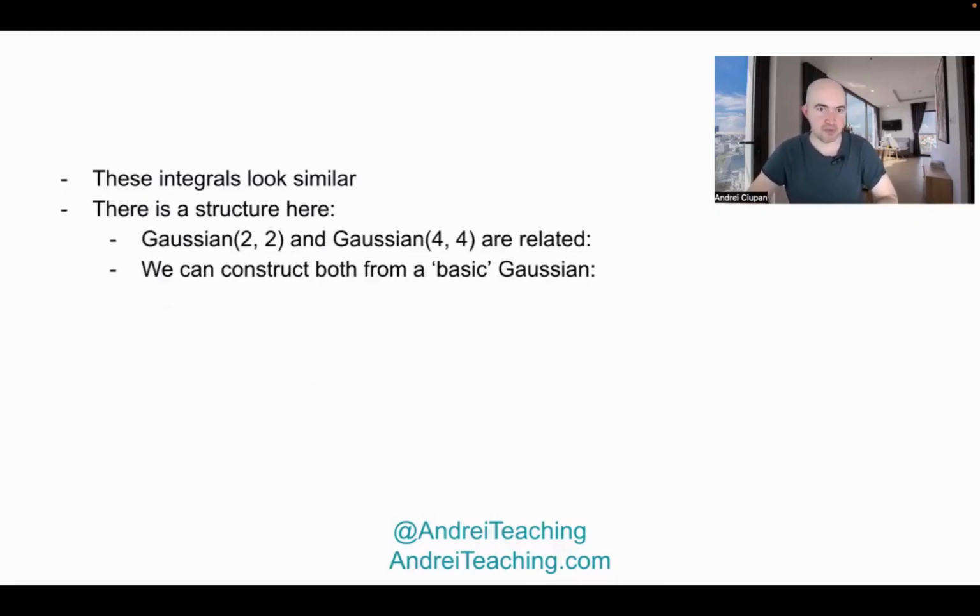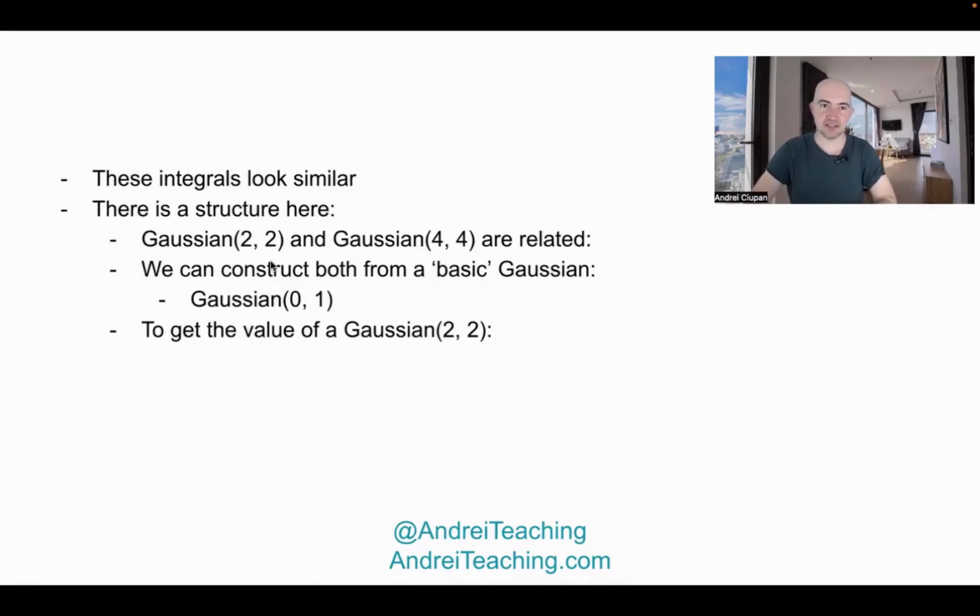These integrals look similar. There's a structure here, because the Gaussian 2, 2 and the Gaussian 4, 4 are related. We can construct both of them, and in general any Gaussian with mean mu and variance sigma squared, from a basic Gaussian, which is the Gaussian with mean 0 and variance 1. This is called the normal distribution. So how do we construct it? We get this Gaussian 2, 2 box that we can press and get random numbers. We can get it from this basic Gaussian 0, 1 box. And here's what I mean by that.